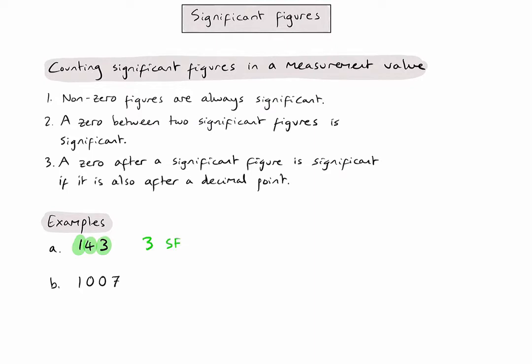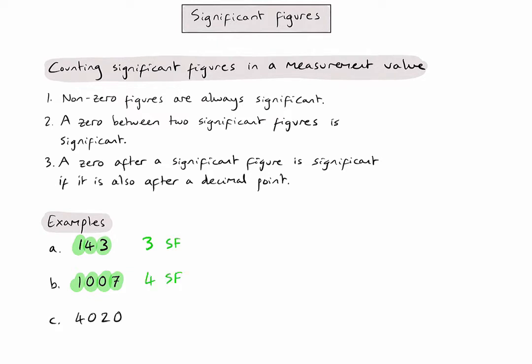In example B, well, first of all, I can see that there are some non-zero figures in there, so the 1 and the 7 are definitely going to be significant. And if I look at rule number 2, I can see that a zero that comes between significant figures is also counted. So in this case, both zeros, which are sandwiched between the 1 and the 7, also count, giving us 4 significant figures in total.